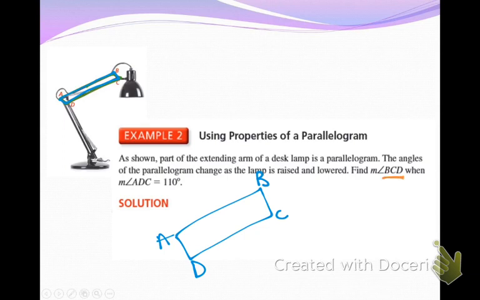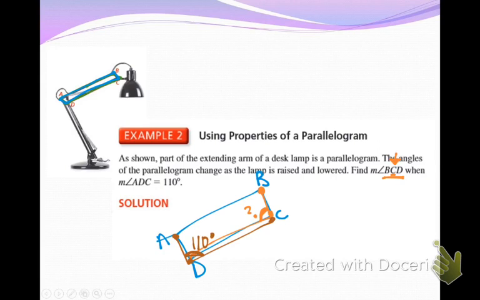So, a lot of times when there's 3 letters, students struggle with figuring out where they're talking about. Which of the letters are you looking at when they name 3? The middle one, which here would be C. All right, so it says B to C to D. So you're looking at this middle. It says find BCD. So we're looking for that angle. And we're given ADC, which is 110.